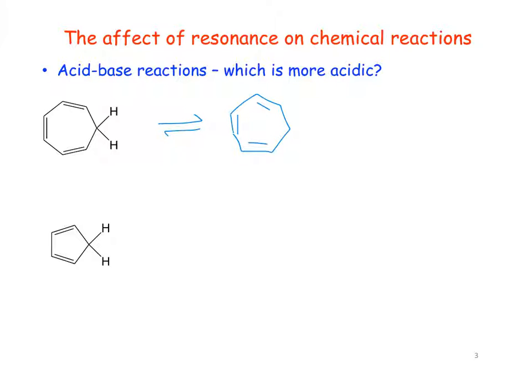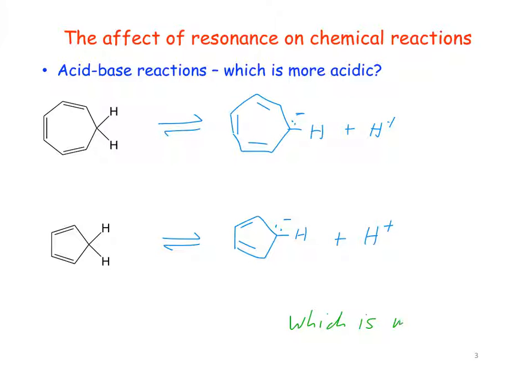Okay, so we're going to get to here. If we remove a proton, we're going to have a minus charge here, plus H+. If we do the same thing for this situation, we get this anion plus H+. All right, so which one of these would be more acidic?